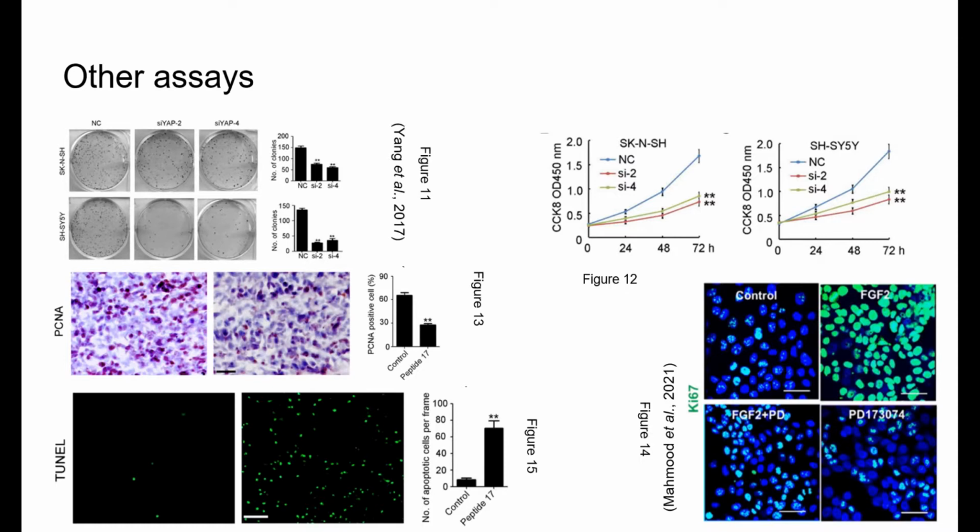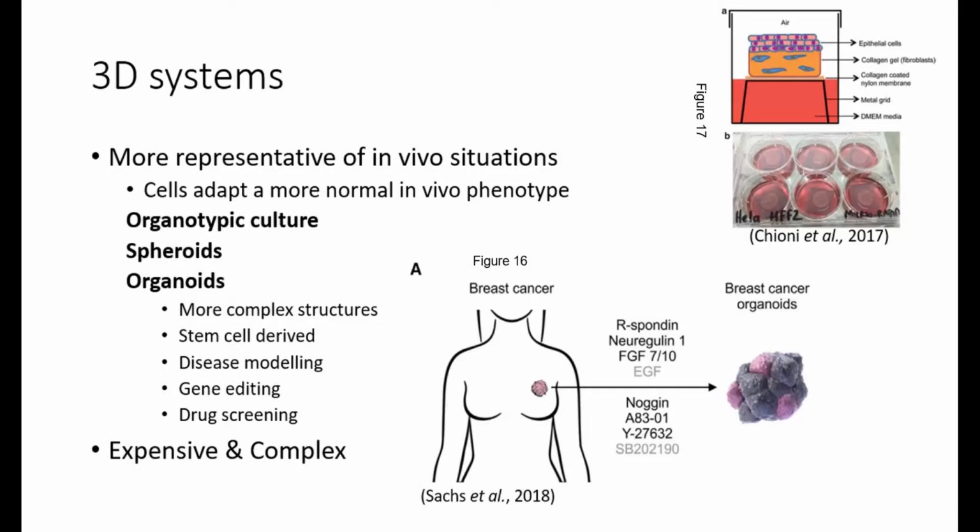So that was just an example of 2D cultures. They're very, very convenient and they're very cheap to do, but however, they're not very representative of the tumor microenvironment. They're not representative of the in vivo situation. And that's what led to the development of 3D systems.